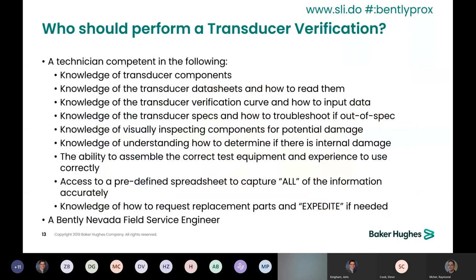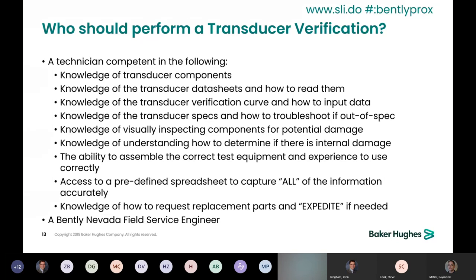So who should perform a verification? Transducer verifications are not difficult and can be performed by any competent technician as long as he has the proper training, knowledge, equipment, and takes the time to properly document and analyze the data. Should a bad component be discovered, he should also have the ability to request a quote for replacement parts and expedite the order if needed.